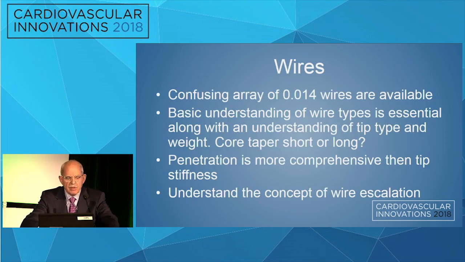Now, wires: there's a confusing array of 14,000 wires that are available. You need to have a basic understanding of wire types, and it's really essential, along with understanding the type of tip and the weight. Is the core taper short or is it long? Penetration is more comprehensive than just the tip stiffness, and you need to understand the concept of wire escalation.